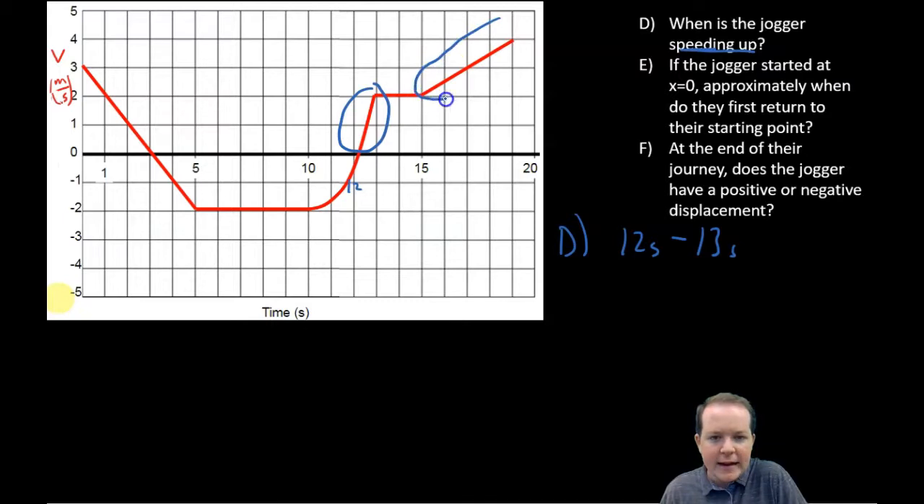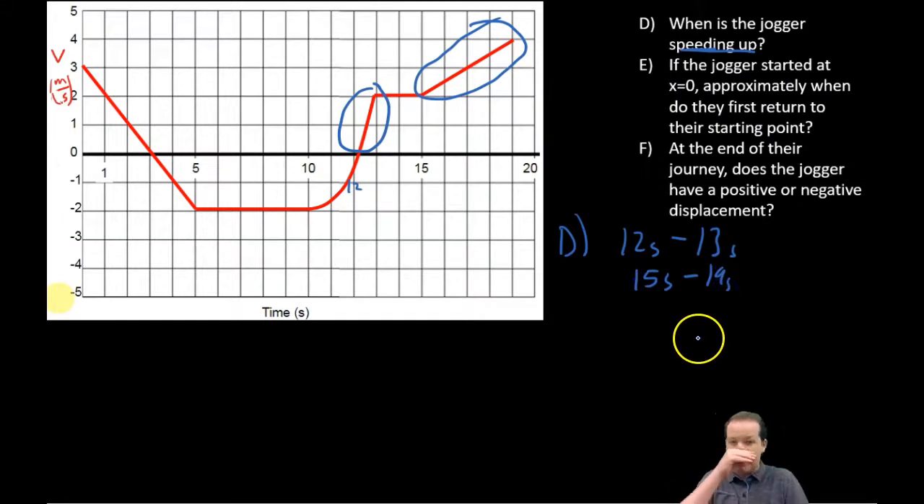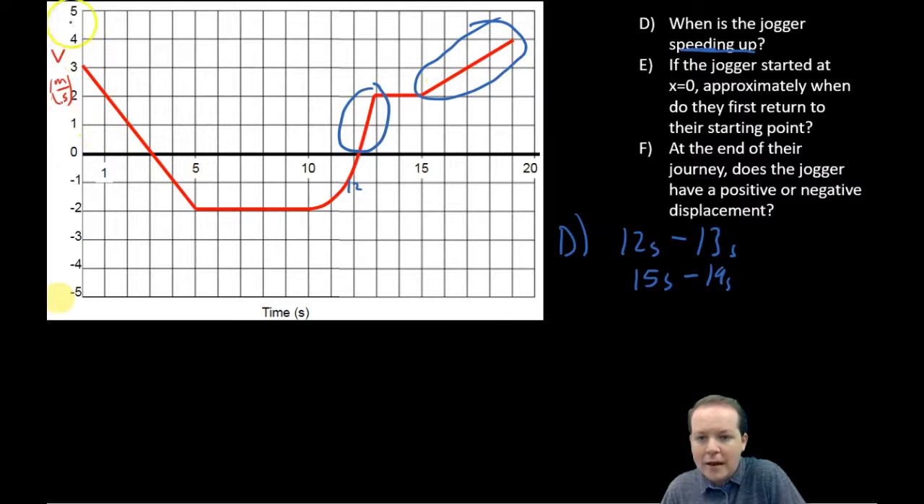When else? This section right here, from 15 to 19 seconds. They are speeding up for the same reason. Again, you're getting farther away. You're getting more and more velocity. Your velocity is getting more and more positive. That's speeding up. Or positive slope, positive acceleration, as the values of the velocity are positive. Both positive, speeding up.